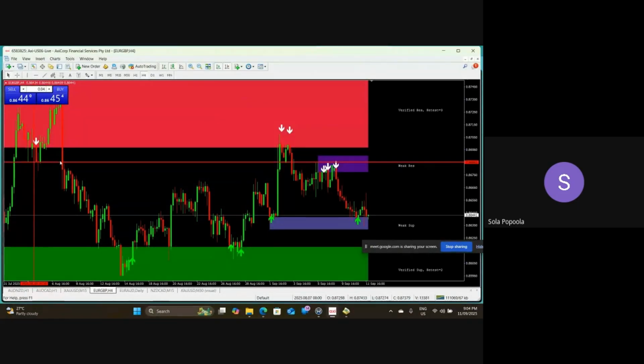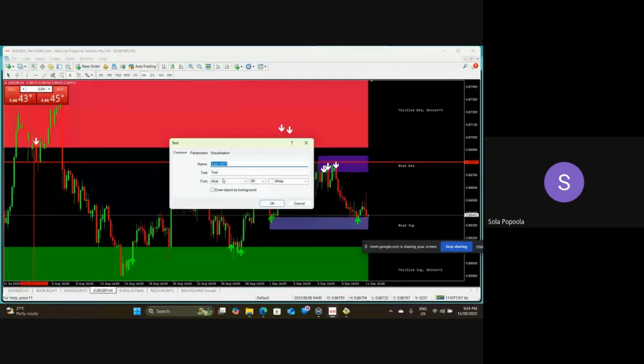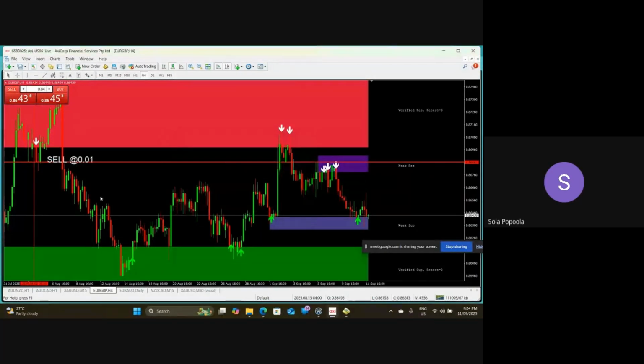You sold here. So let's put a comment here that this is where you sell at 0.01 lot size. That's where you sold the market. That's this level. You were expecting that the market will go down. You were expecting that price will go down.